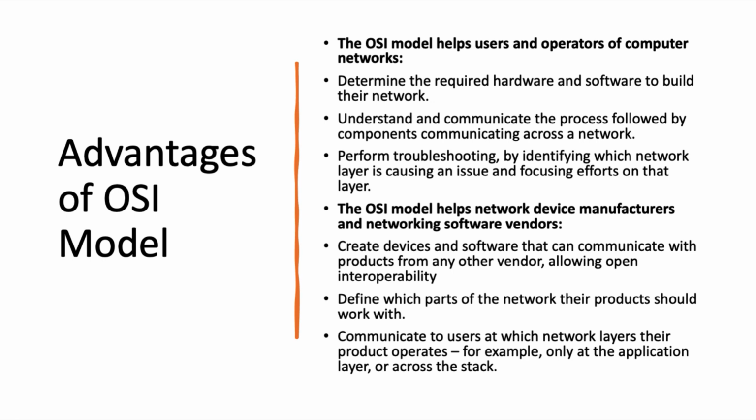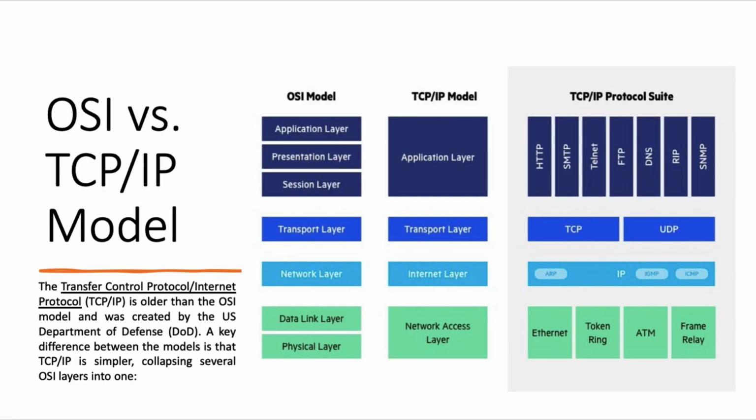The OSI model helps network device manufacturers and networking software vendors create devices and software that can communicate with products from any other vendor, allowing open interoperability. Define which parts of the network their products should work with. Communicate to users at which network layers their product operates, for example, only at the application layer or across the stack. Let's move further and discuss a very important model, the TCP/IP model, and OSI versus TCP/IP model.